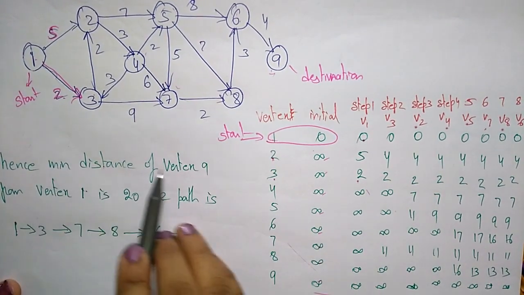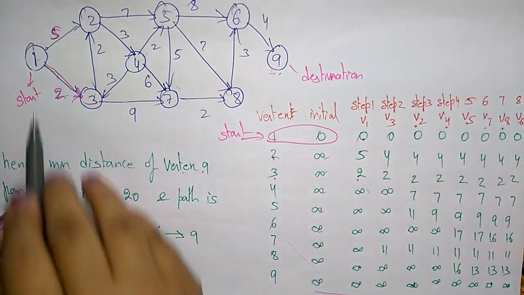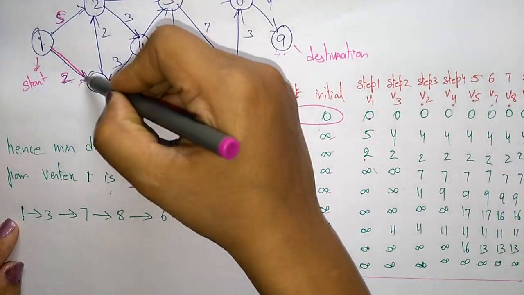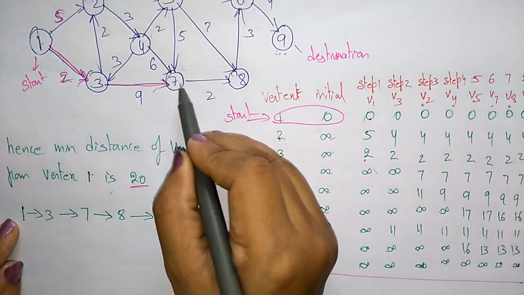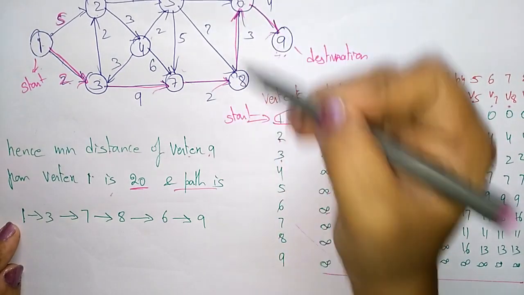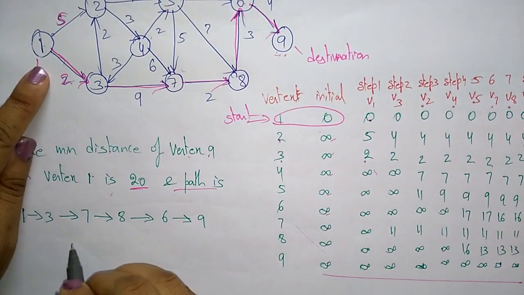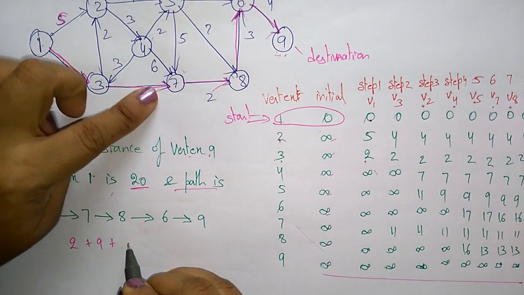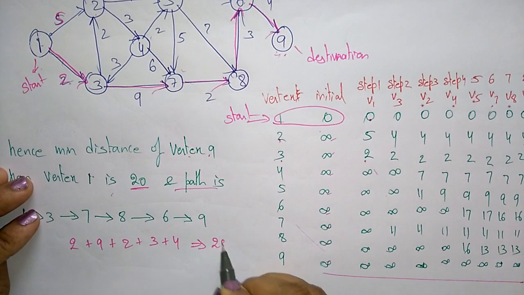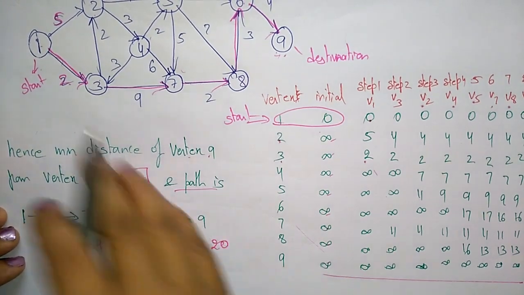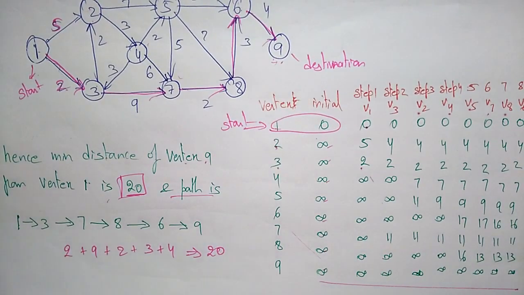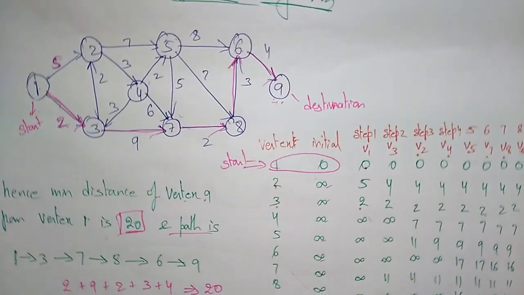Hence the minimum distance of vertex 9 from vertex 1 is 20. What is the path then? 1 to 3, 3 to 7, 7 to 8, 8 to 6 and 6 to 9. What is the total? 2 plus 9 plus 2 plus 3 plus 4 is equal to 20. So the minimum distance from vertex 1 to 9 is 20. This is about the Dijkstra algorithm. Thank you.